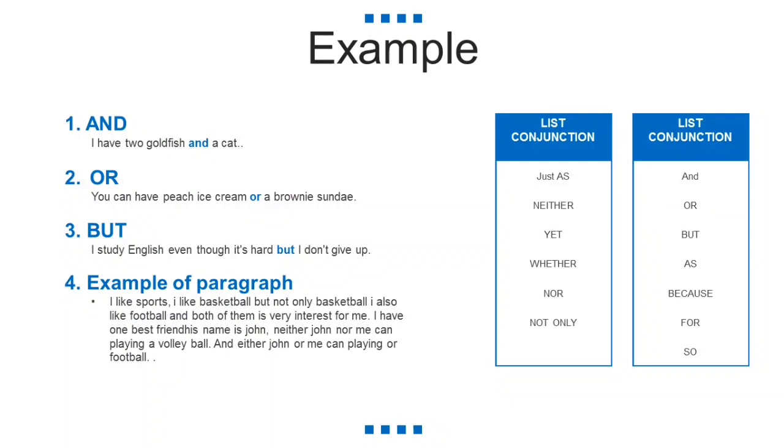So to make it easy to understand, I give you a few examples of sentences and an example of a paragraph. This is a list of conjunctions. You can read this. Number 1, I have 2 goldfish and a cat. Number 2, you can have peach, ice cream, or a brownie sundae. Number 3, I study English even though it's hard, but I don't give up. And the last example, you can search for the conjunctions in the paragraph.